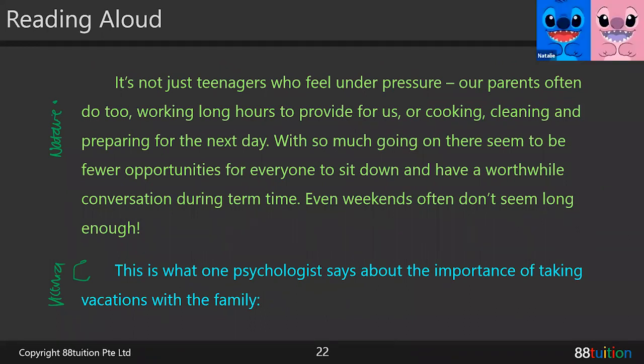It's not just teenagers who feel under pressure. Our parents often do too. Working long hours to provide for us, or cooking, cleaning, and preparing for the next day. With so much going on, there seem to be fewer opportunities for everyone to sit down and have a worthwhile conversation during term time. Even weekends often don't seem long enough.